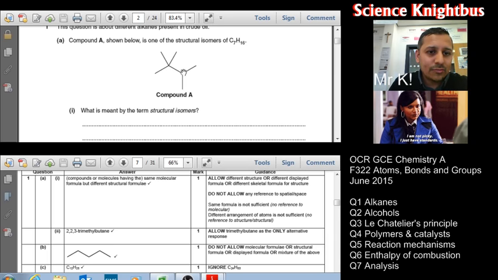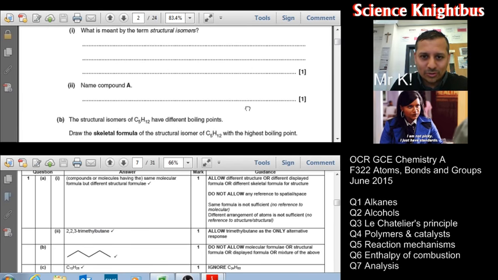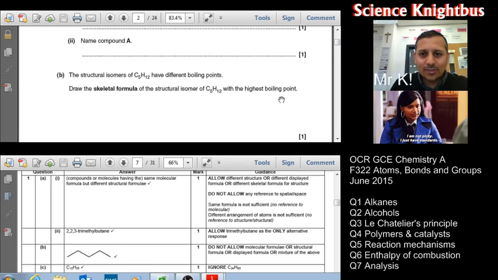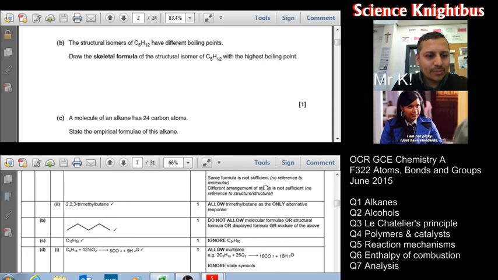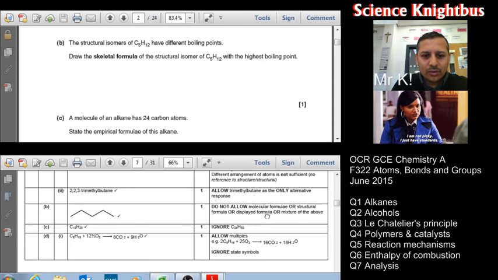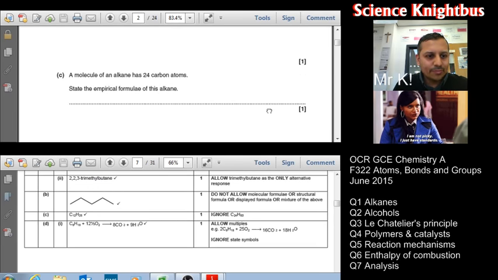You've got 1, 2, 3, 4, 5, 6, 7 carbons there. You can actually realise why. I'm not entirely sure what they covered when they covered organic chemistry, if they're talking about that as being heptane. So there you go, get that right. It is 2,2,3-trimethylbutane. They do allow trimethylbutane as the only alternative response there. Okay, right, let's move on.